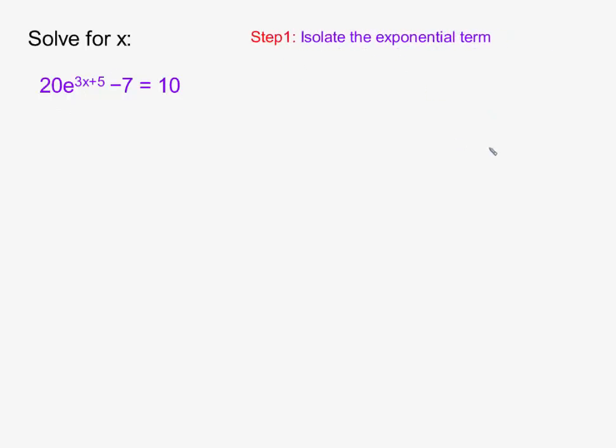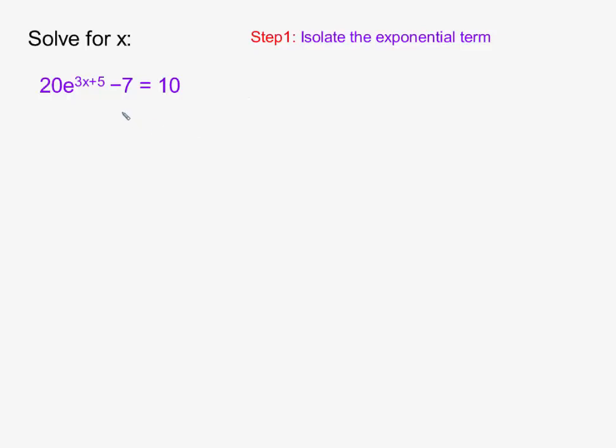Step 1 in that four-step process is to isolate the exponential term. The exponential term would be the part of the equation that has the input variable along with its base. So this means we need to isolate this, meaning we need to get rid of the 20 that's being multiplied to the other side, and the 7 that's being subtracted needs to be moved to the other side. So step 1 will actually take me a couple lines. So step 1 is actually two steps.